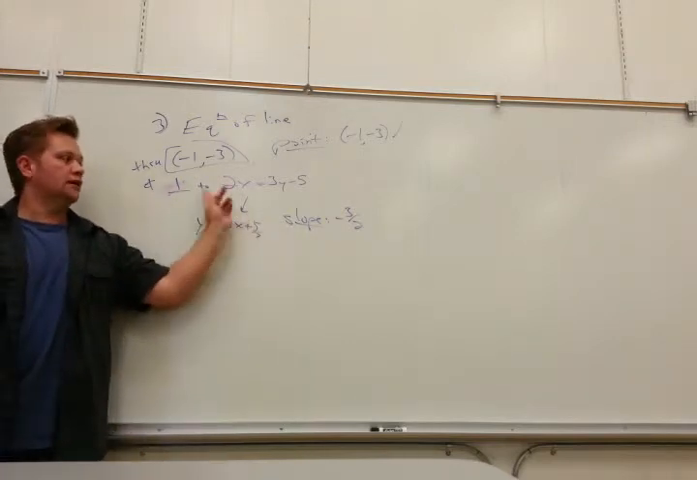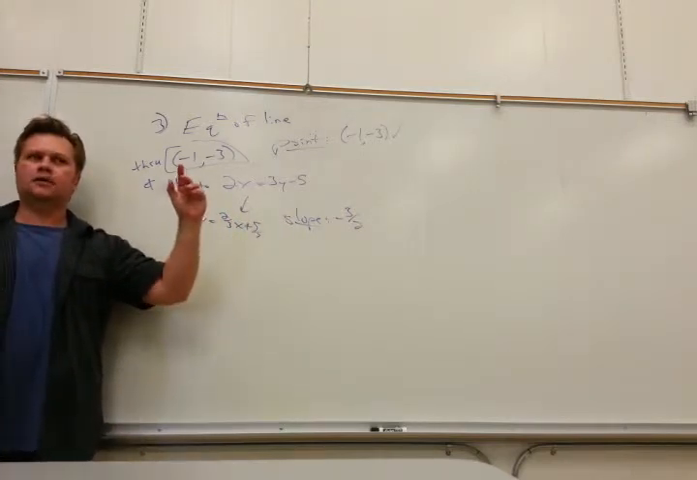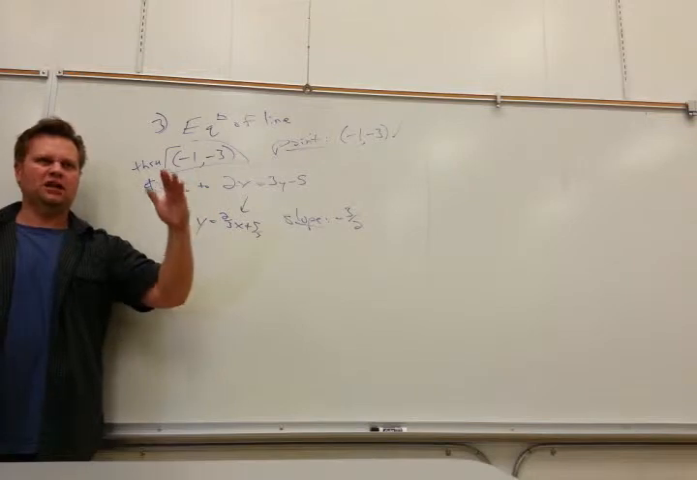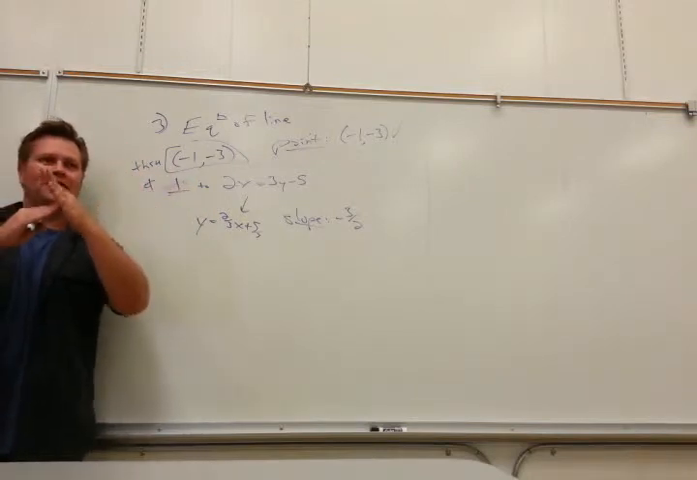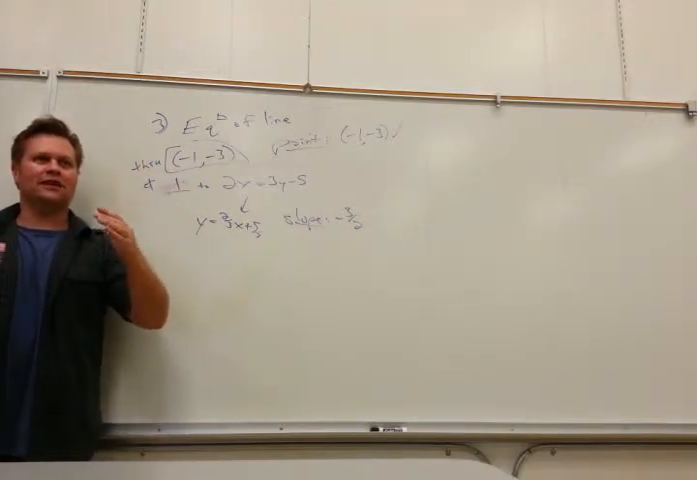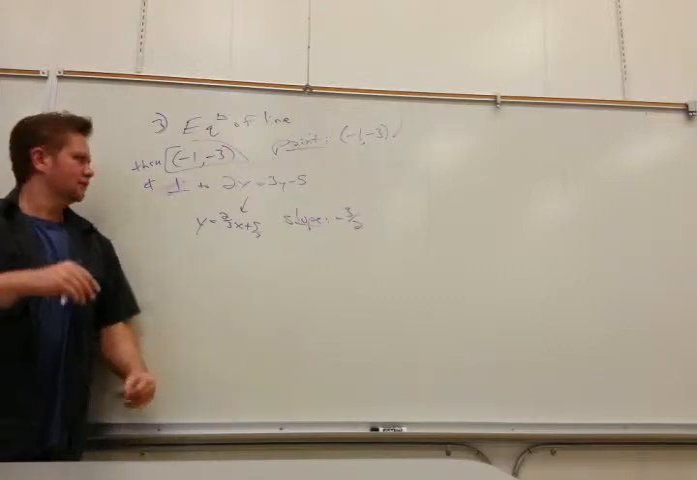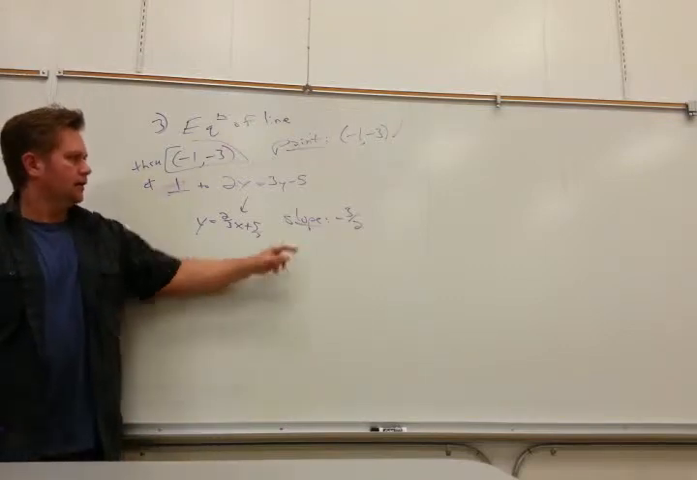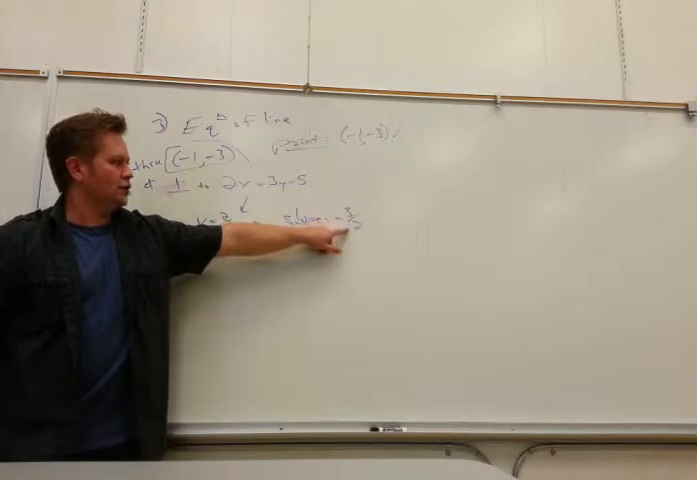Because perpendicular means that they meet how? At a 90-degree angle. So the slope is negative 3 halves.